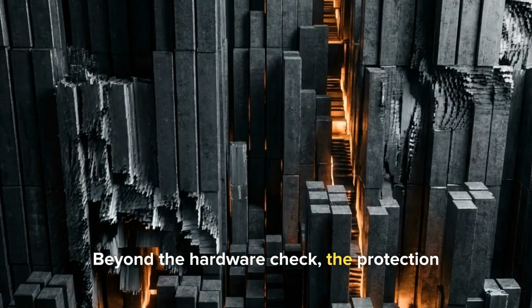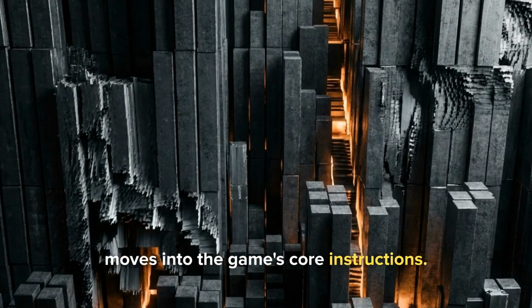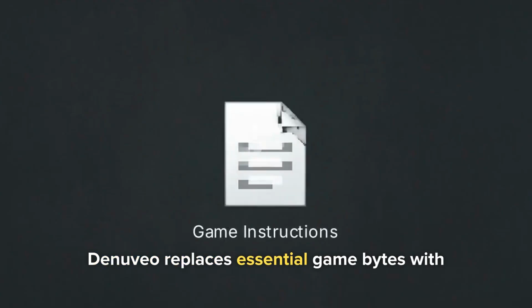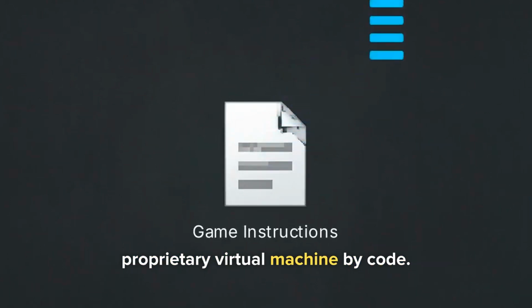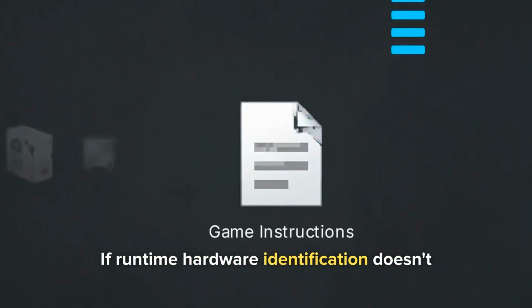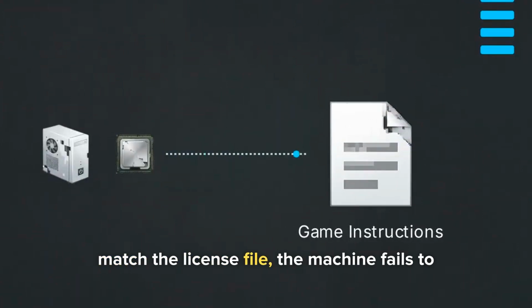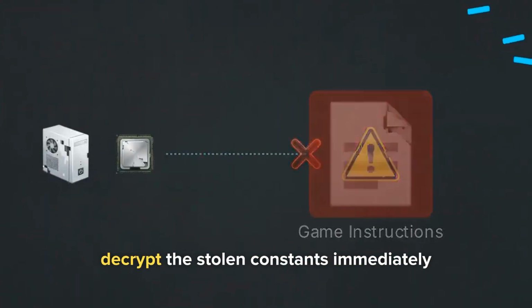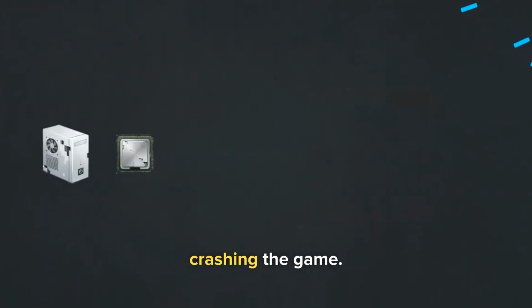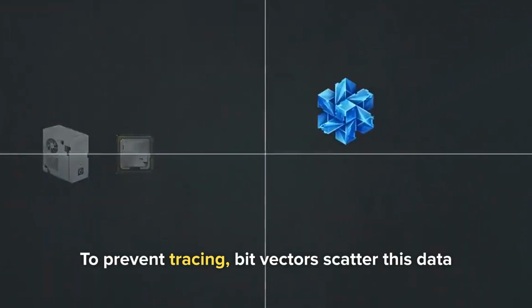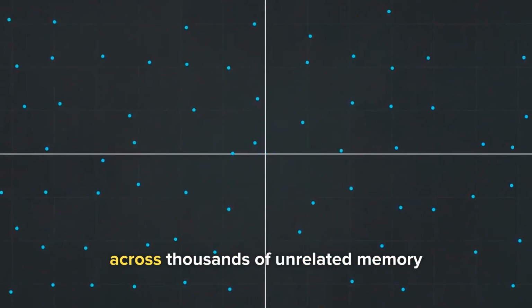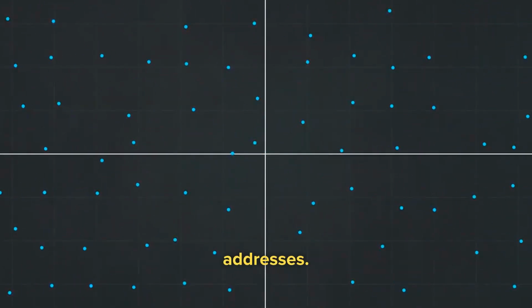Beyond the hardware check, the protection moves into the game's core instructions. Denuvo replaces essential game bytes with proprietary virtual machine bytecode. If runtime hardware identification doesn't match the license file, the machine fails to decrypt the stolen constants, immediately crashing the game. To prevent tracing, bit vectors scatter this data across thousands of unrelated memory addresses.